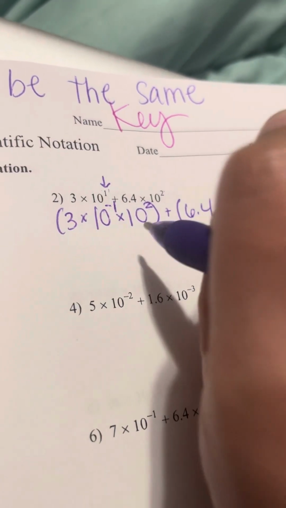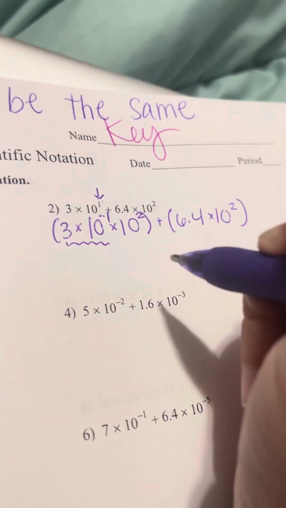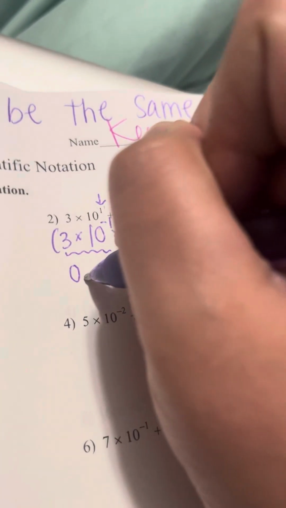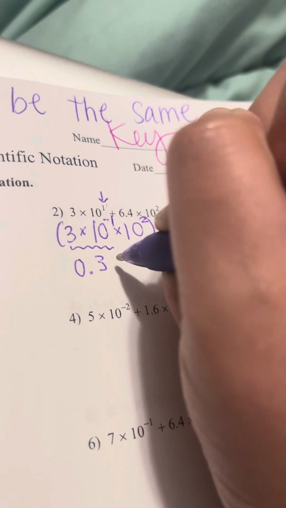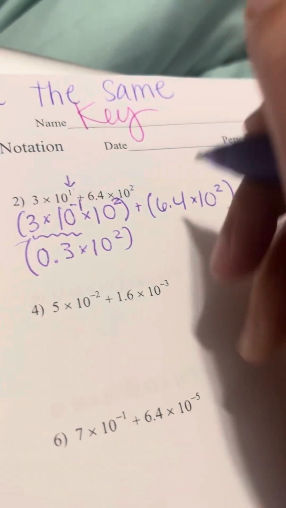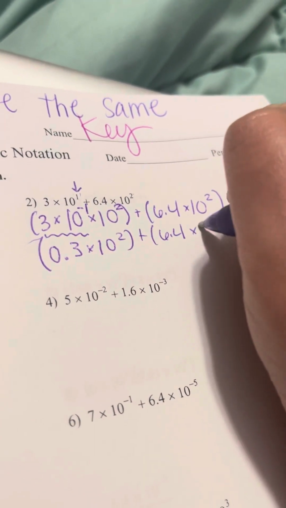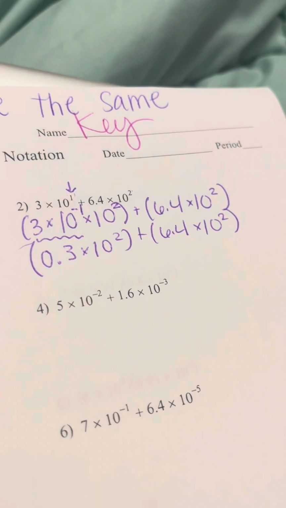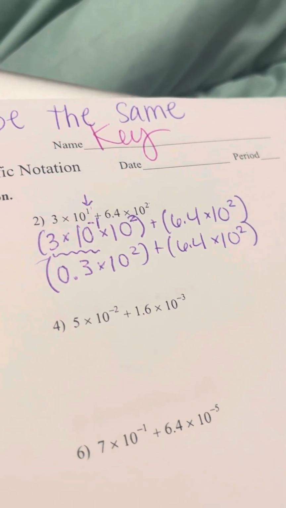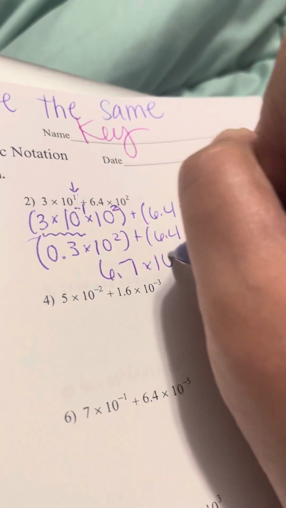So whichever power doesn't match that we made, we're going to use to make a standard form. So 3 times 10 to the -1 is 0.3. And then I'm going to rewrite times 10 squared plus 6.4 times 10 squared. Now my powers are the same. 6.4 and 0.3 give me 6.7. And I'm going to keep the power.